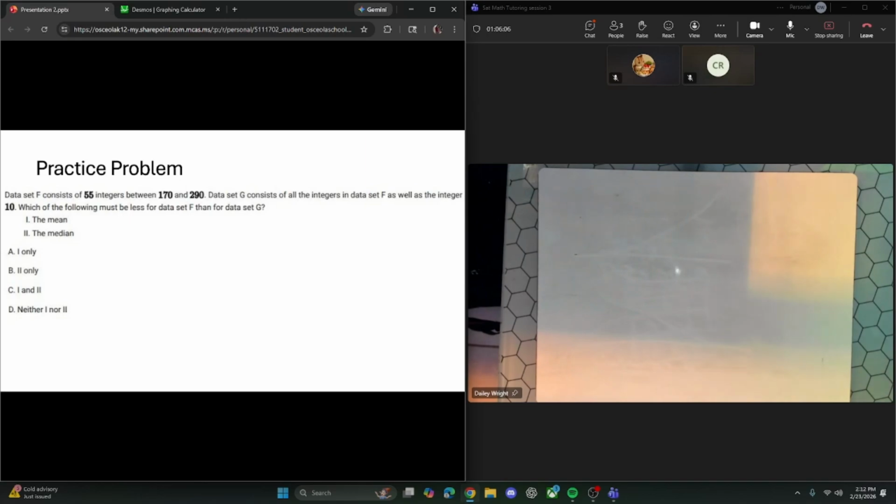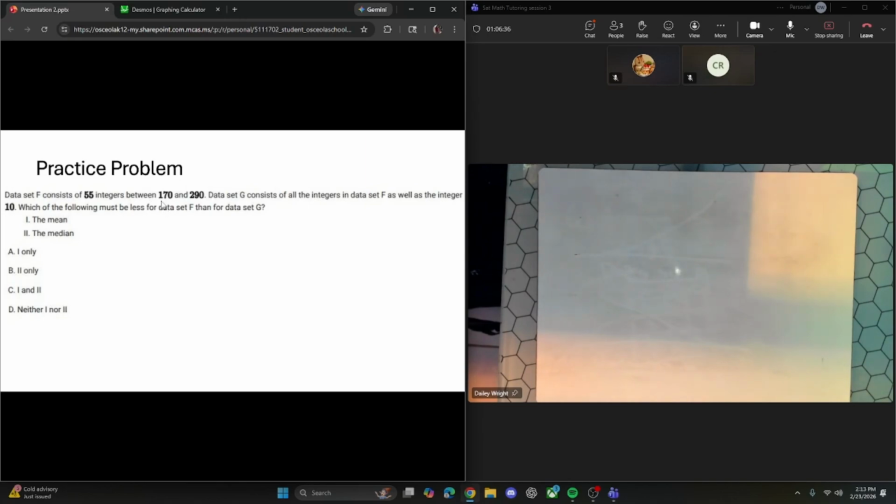So, if you plug in 55 integers between 170 and 290, the mean of those integers, because there's no values that are going to be less than or equal to 10, is always going to be greater than 10. And every single number affects the mean. So if you plug in 10, the mean for dataset F will be greater than the mean for dataset G. So 1 is correct.